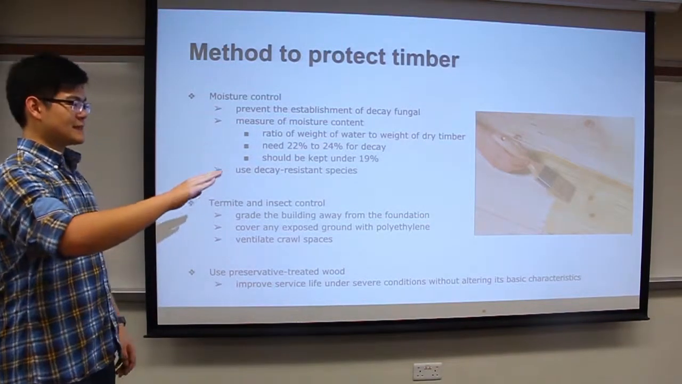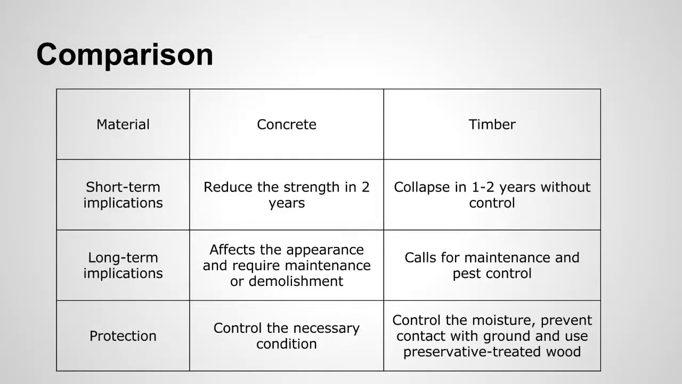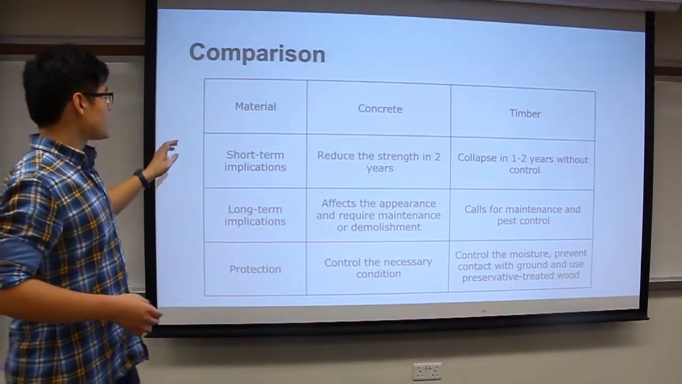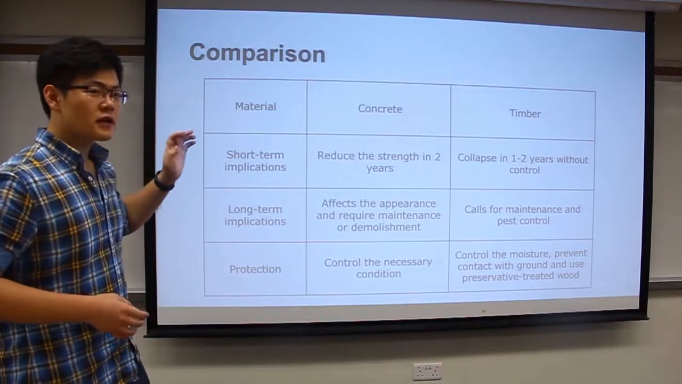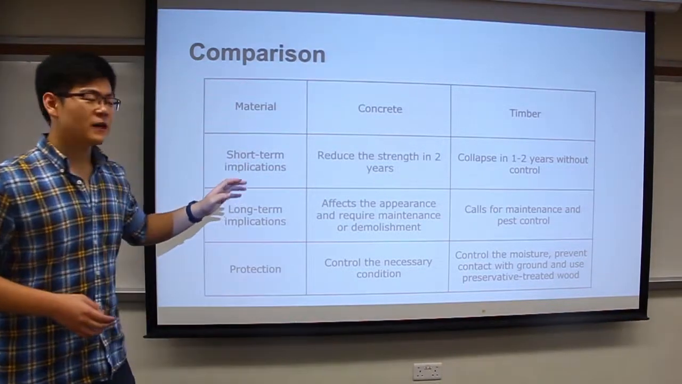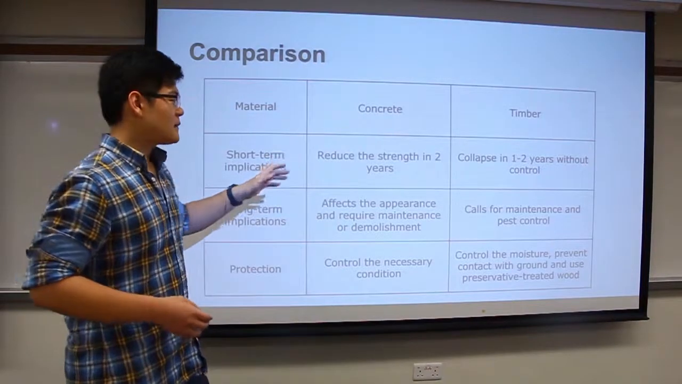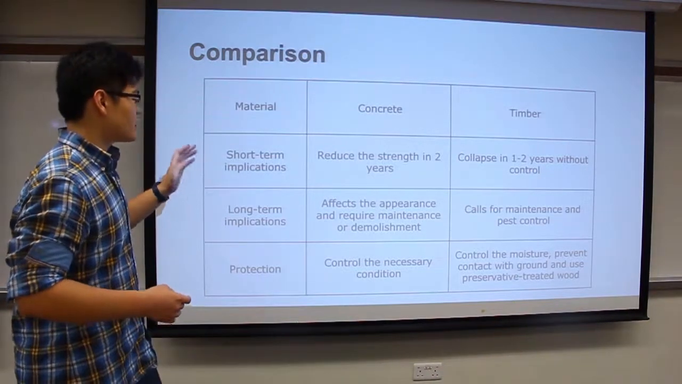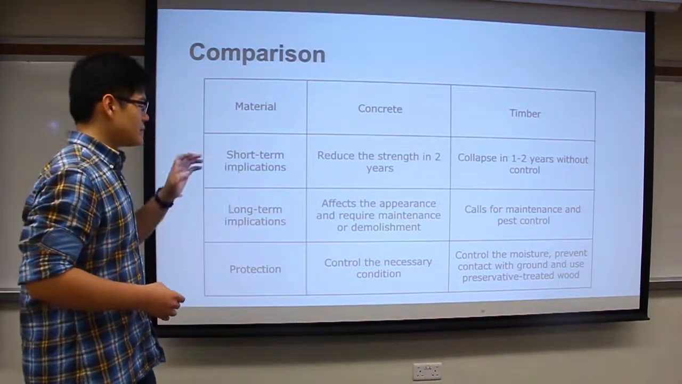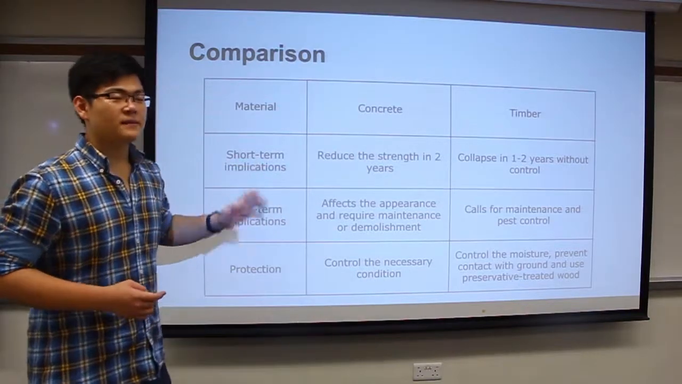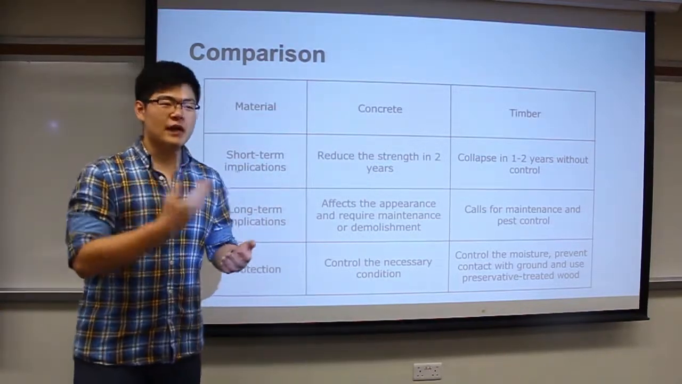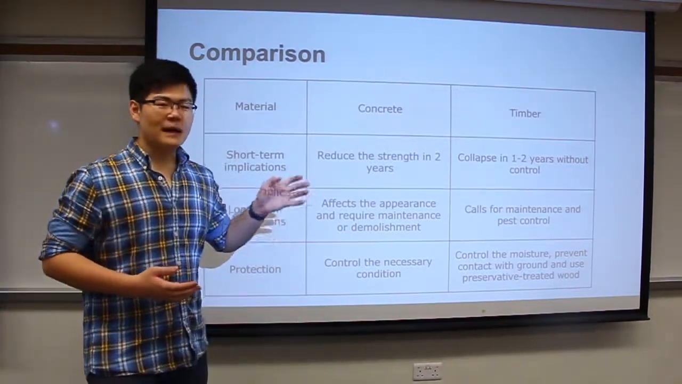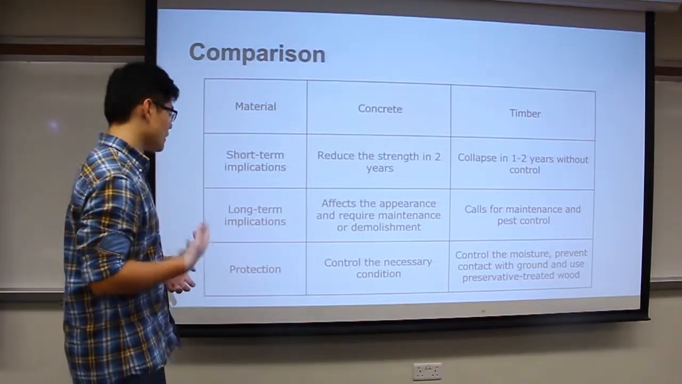basic characteristics. And finally, we can conclude the environmental performance of timber and concrete and compare them in this table. For short-term implications, the ASR in concrete will reduce the strength of concrete in 2 years, but timber will collapse in 1 to 2 years without control. And for long-term implications, ASR will affect the appearance of concrete and will require maintenance or demolishment of the concrete to guarantee the safety of the structure. And for timber, it calls for maintenance and pest control, which will cost a lot of money.